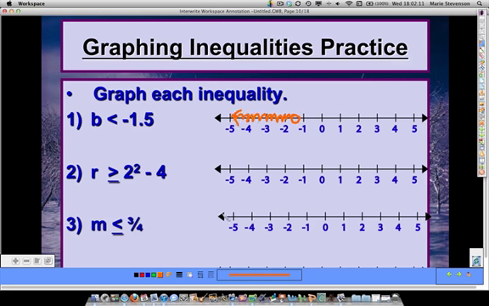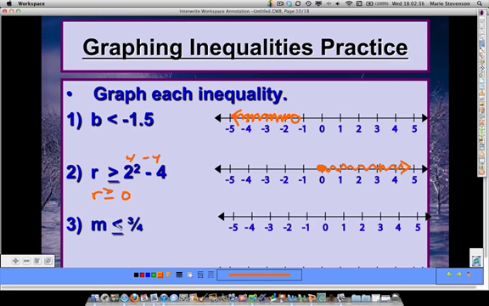That's it. All right, next one, r greater than or equal to 2 squared minus 4. Well, I have to simplify this first. So this is r greater, well, 2 squared is 4. 4 minus 4 is just 0. So this is really r greater than or equal to 0. Now it's equal to, so it's closed circle, it's on 0, and it's greater than, so it goes to the right.